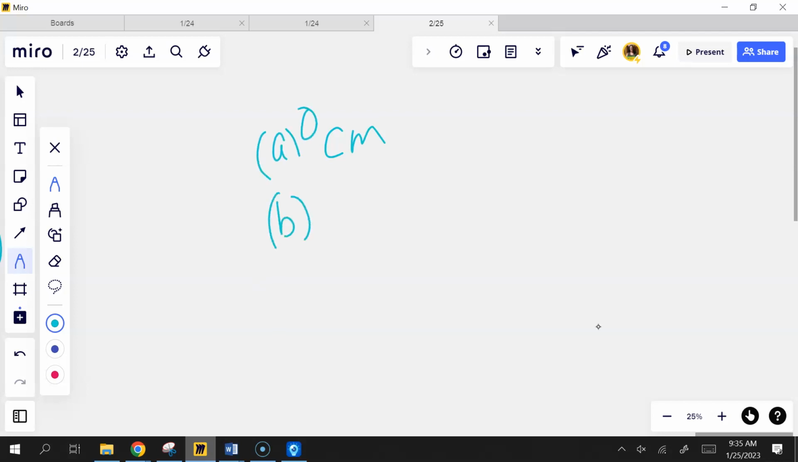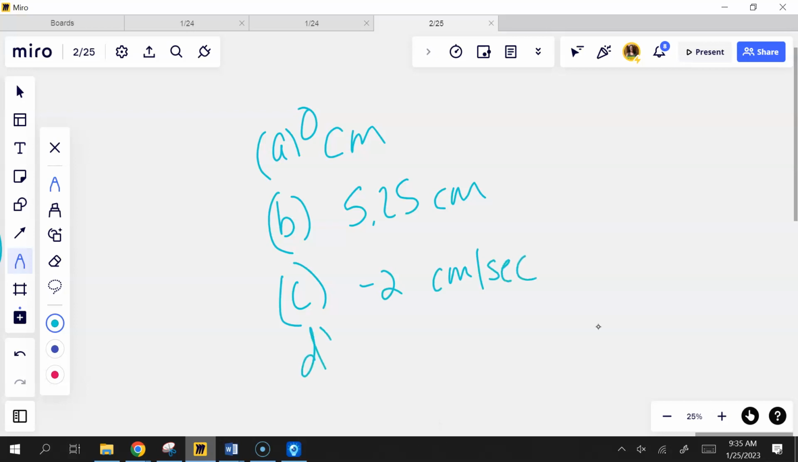Let me just give you the answers. B is position, so that's centimeters. C asked you for velocity, so that is centimeters per second. D asked you when is the acceleration 0, so that's seconds. And then E asks you when does it have its largest value, so that's seconds.